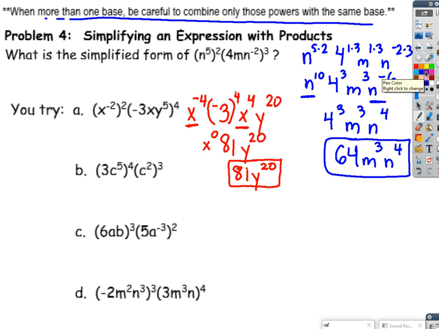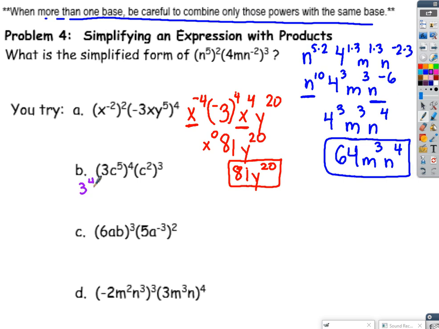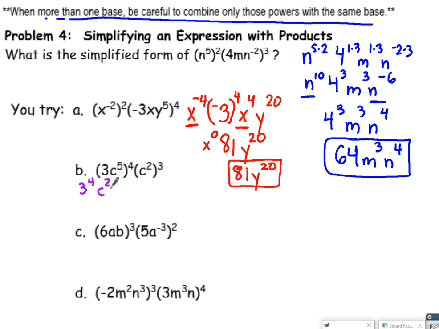Let's look at B. 3 to the 4th power, c to the 20th, 5 times 4. C to the 6th, 2 times 3. I notice I have two c's. They're being multiplied together, so I add exponents. 3 to the 4th is 81. C to the 26th.